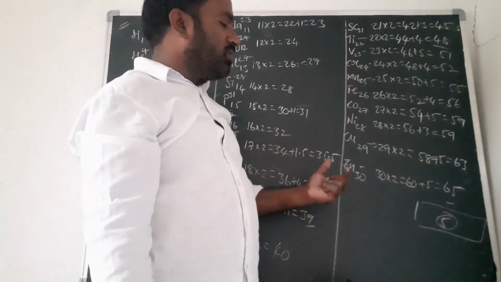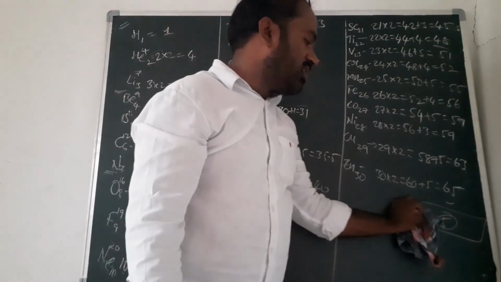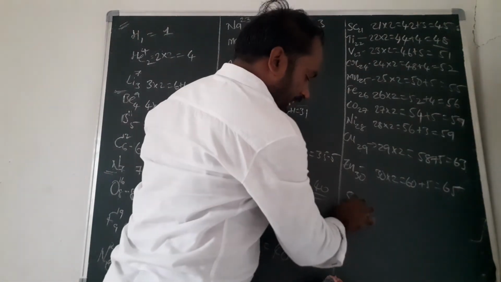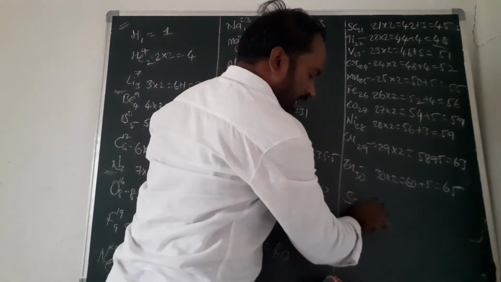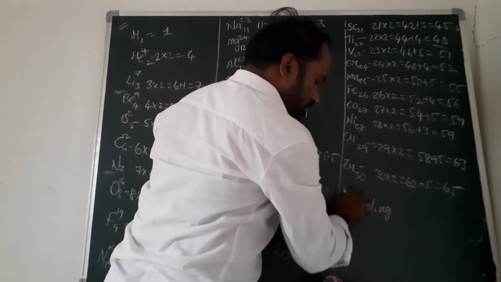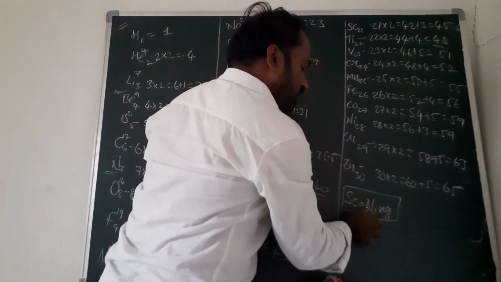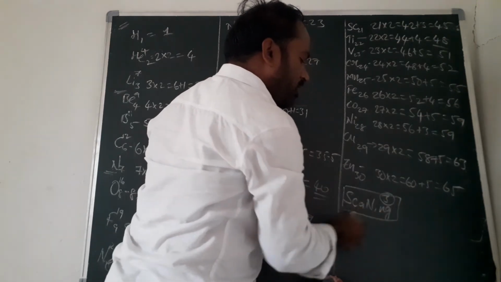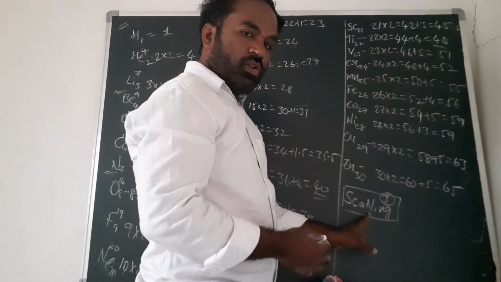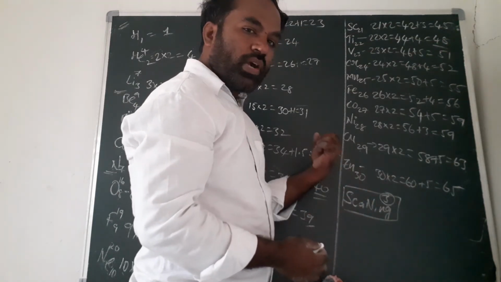For D block elements, that is 3D series, I divided these elements into 3 types. First one is scanning. Here the scanning value is 3 rupees. Scandium value is 3 rupees. Here we have two elements, that is scandium and nickel. So to that scandium and nickel we have to add 3.